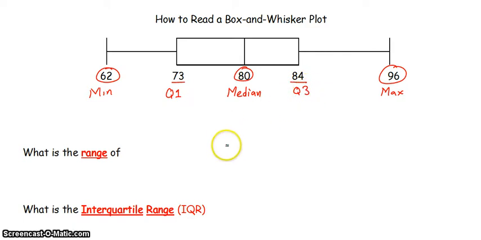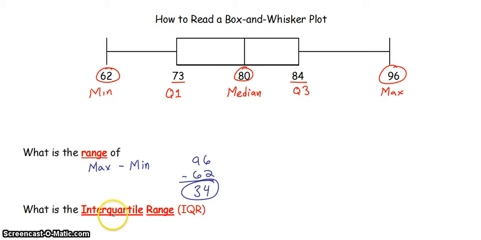Some specific information that we'll be asked to analyze then is, first, the range of the data. The range is always going to be the max minus the min. So no matter what the data set looks like, if you're asked for the range, take your maximum value, in this case 96, and subtract your minimum value, in this case 61. On this particular box and whisker plot, my range is 34.